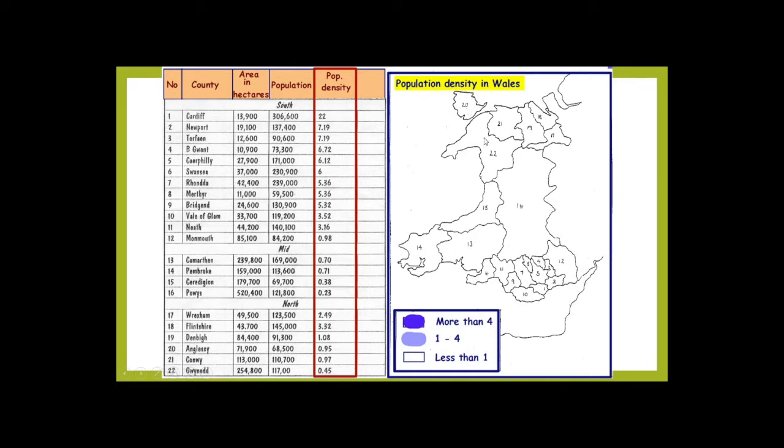Okay? So go ahead and pause the video with your chosen colour. Use this data table to colour the high, medium and low density population areas of Wales.